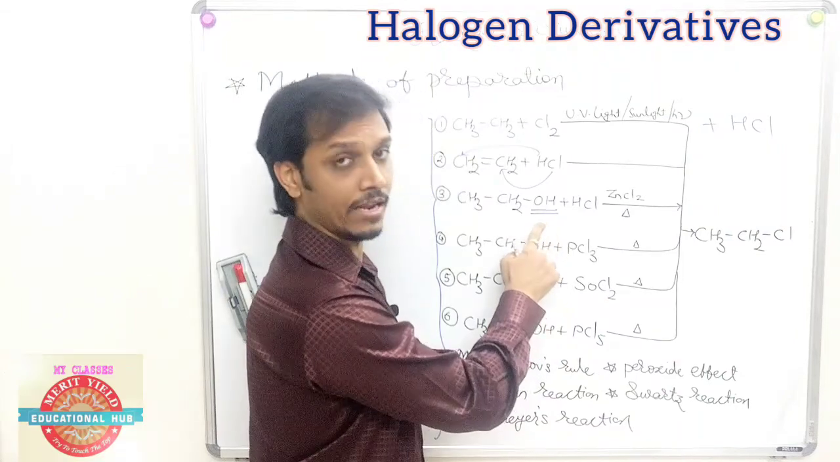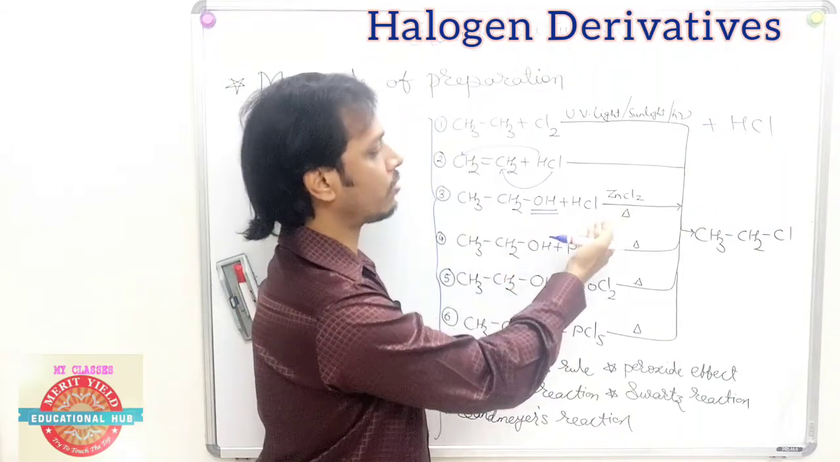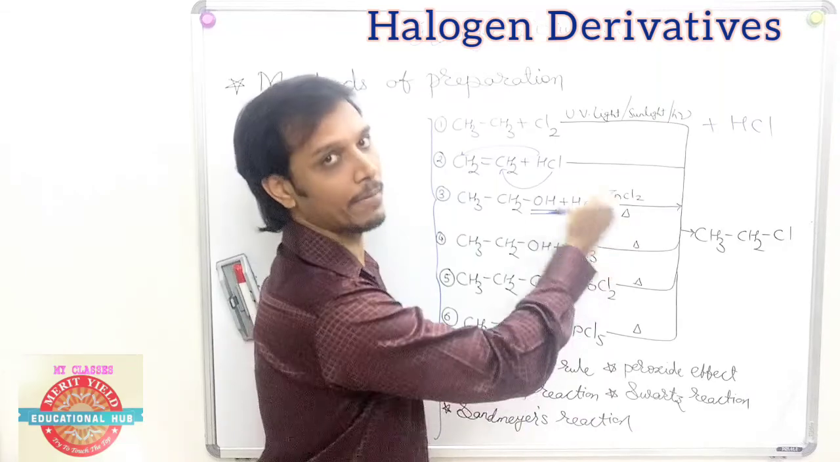OH is a good nucleophile. To make it bad, what do you have to do? We have to add some extra catalyst. You have to make a bad nucleophile.